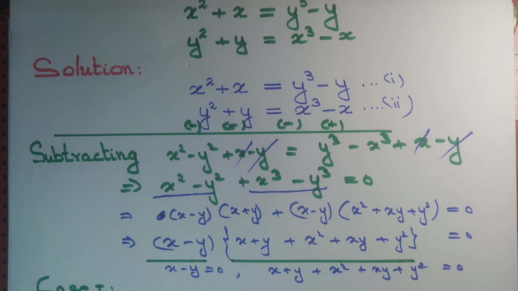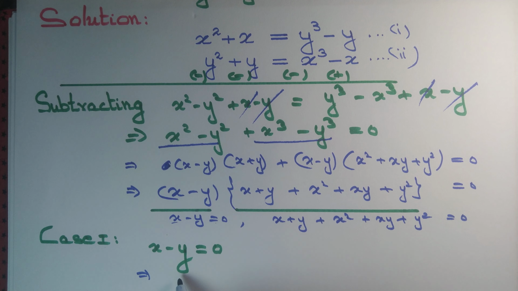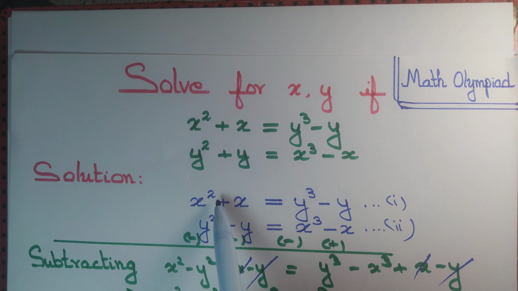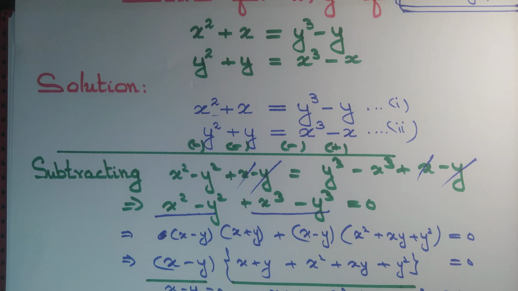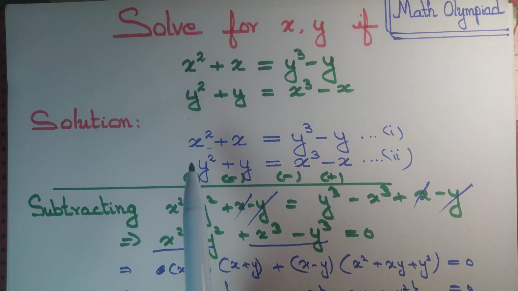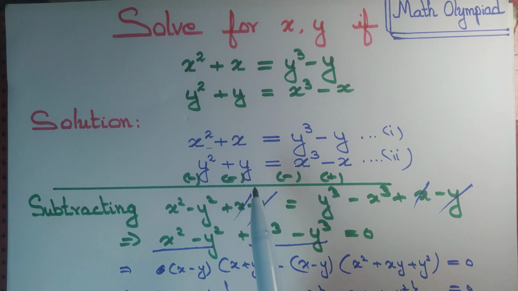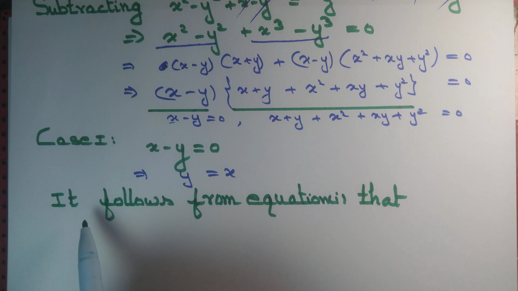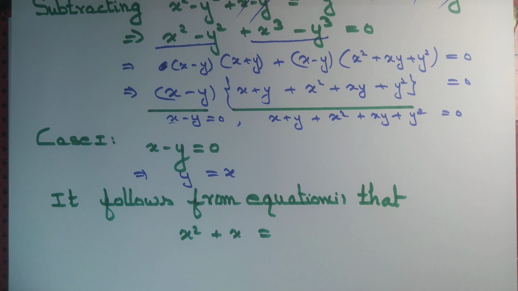Let's look at the easier case first. Case 1, x minus y equal to 0. That can be written as y equal to x. Now, let's look at equation 1. If I write y equal to x, maybe I can solve it. So, in equation 1, we are having x square plus x equal to y cube minus y. So it follows from equation 1 that x square plus x we copy as it is.